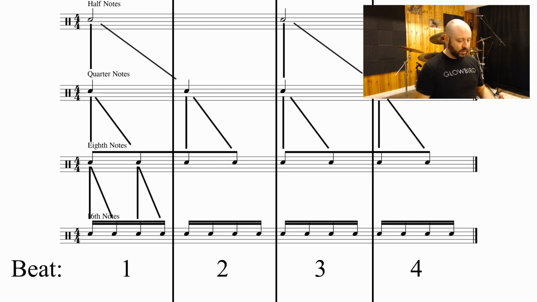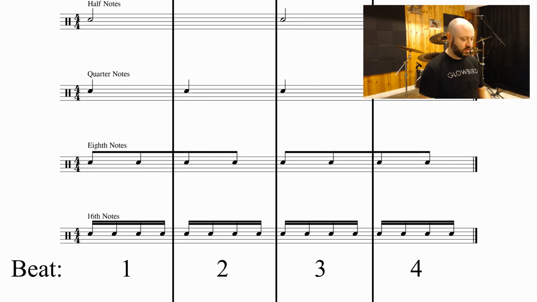Now, one of the things that's really cool, and this is why I like music, and it's kind of mathy, I guess, is that you can start making all sorts of substitutions.